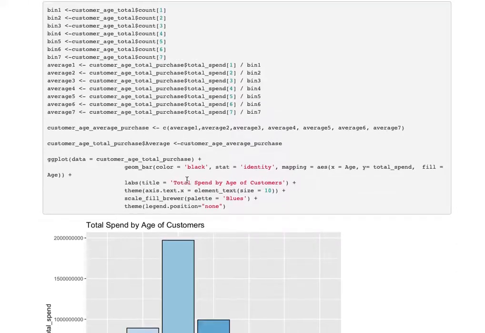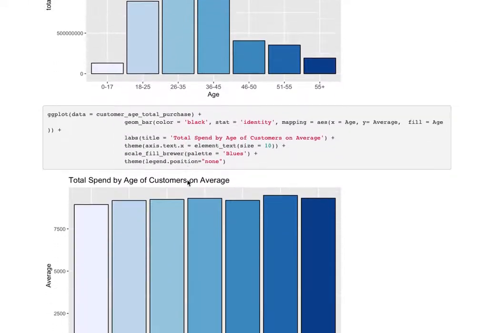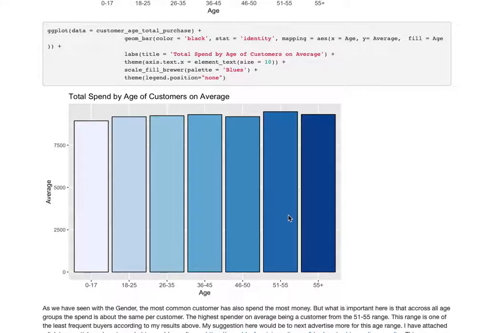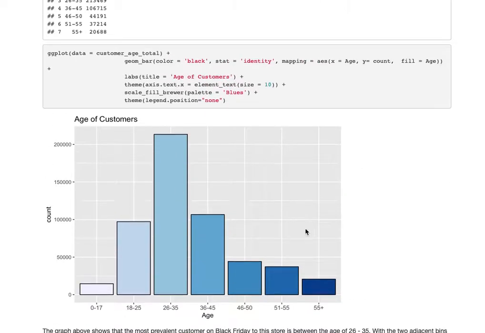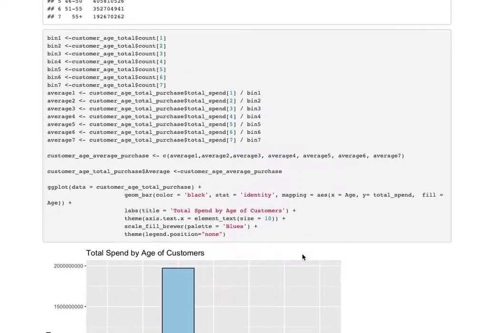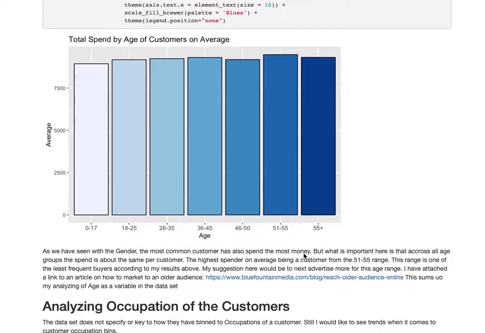But then what's also important for them to know is who's spending the most on average. And it turns out that on average, the 51 to 55-year-old consumer is spending just a tad more than everyone else. They're all spending approximately or close to the same amount, but the 51 to 55-year-old is buying more expensive products on average. So something that they could do is look at this and say that they're not getting enough traffic from that age range. And again, how can you market to those people? How can you set up deals so that they will buy more stuff, because they're buying more expensive products at the end of the day.